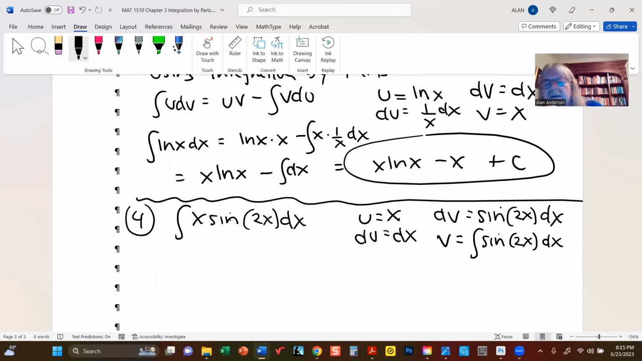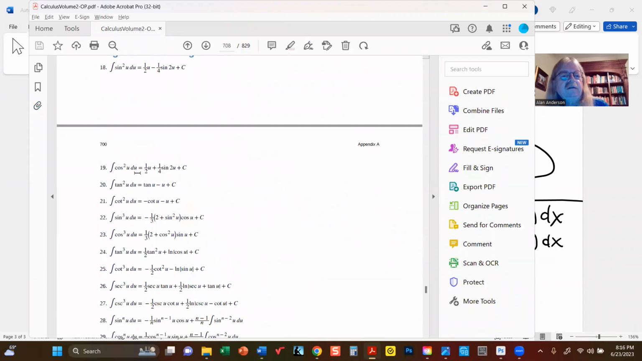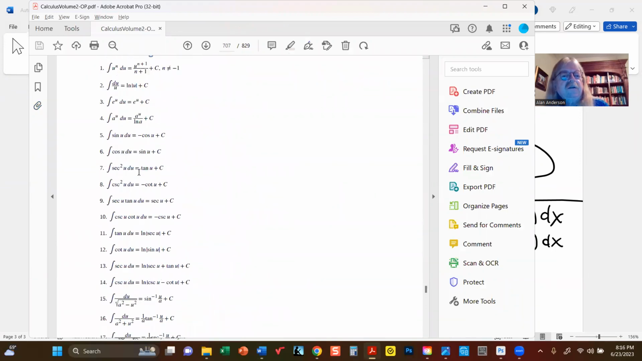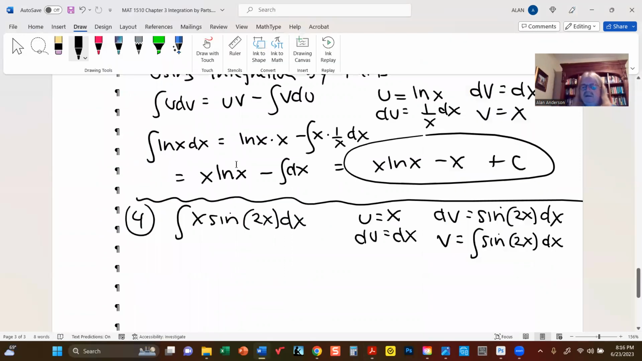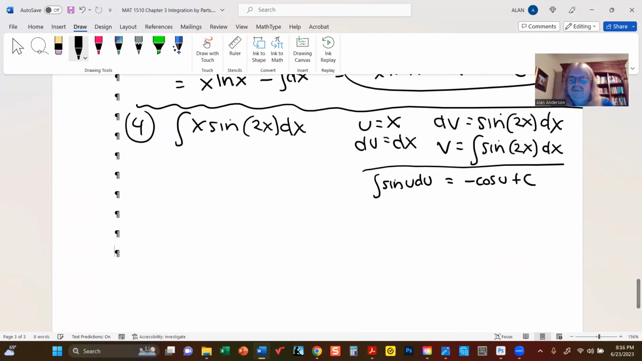Okay, now, when you have something like this, why don't we go back to our chart? What case are we looking at here? This is the integral of sine u du. And that's just simply equal to negative cosine u plus c. All right, so if that's the case, now you can see there's going to be a bit of a problem here.